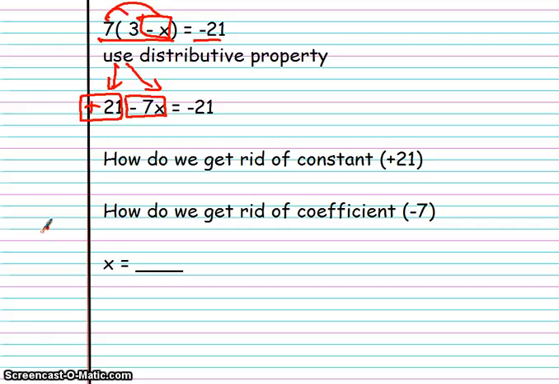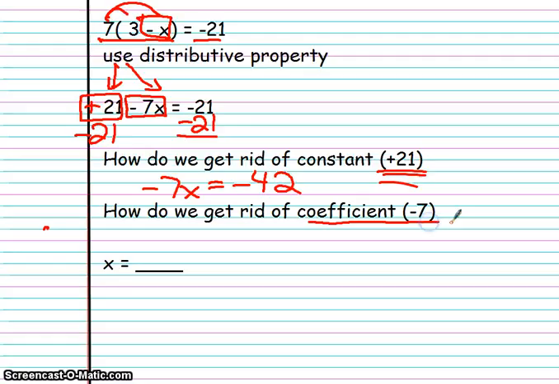So let's take a look at the 21. How do we get rid of the plus 21? Well, since we're adding 21, we're going to subtract 21. We're going to subtract 21 over here as well. So we're going to be left with negative 7x equals minus 42. Now we're left with the coefficient of negative 7. So negative 7 times x is what we're doing. We want to do the opposite, so we're going to divide by negative 7. And that's going to equal a positive 6. We've got more examples coming right at you.